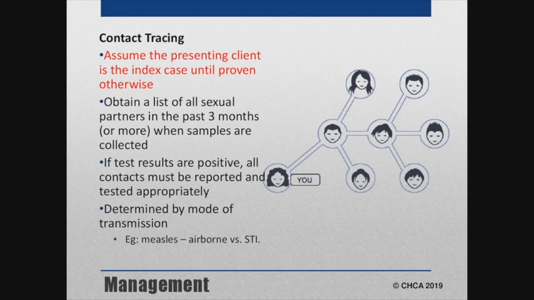For contact tracing, we always assume the presenting client is the index patient until proven otherwise. Obtain a list of all sexual partners within the last 3 months, or more if needed, but ideally for the past 3 months when samples are going to be collected of those patients. If test results are positive, all contacts must be reported and tested appropriately. And we want to make sure that we determine the mode of transmission. So was this airborne, sexually transmitted, IV drug, or blood-to-blood contact, etc.